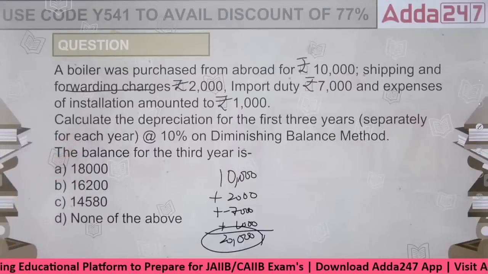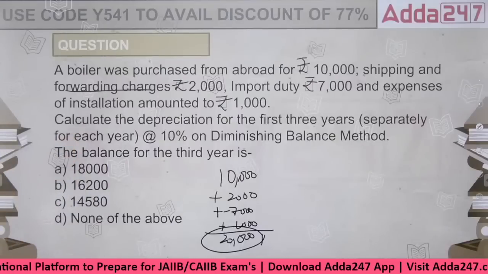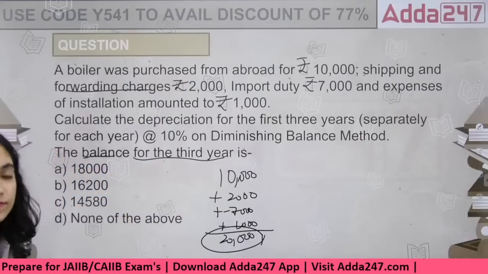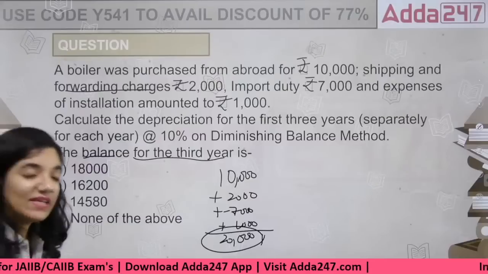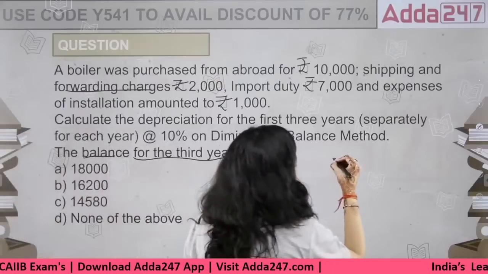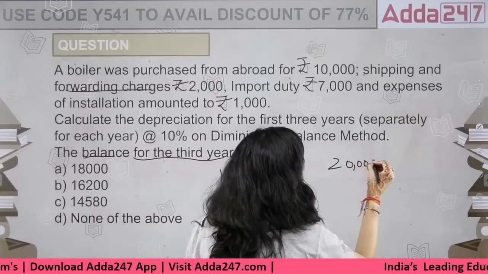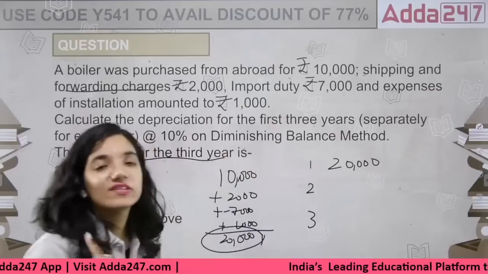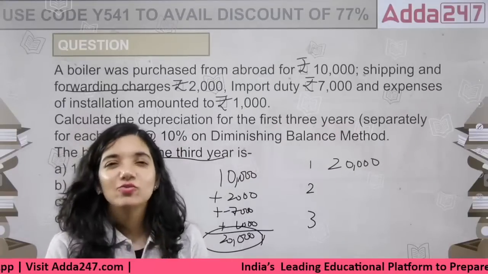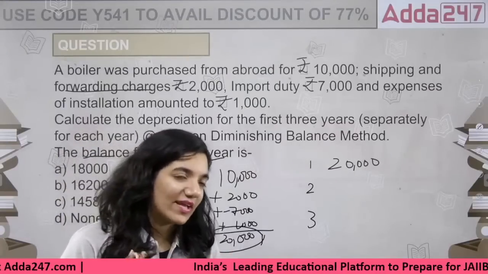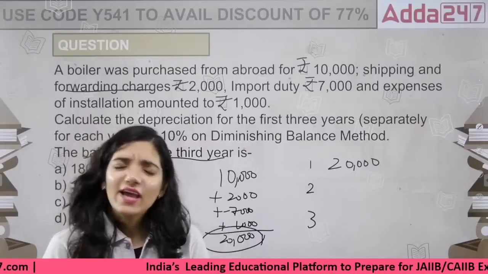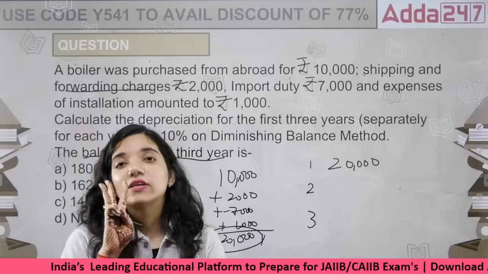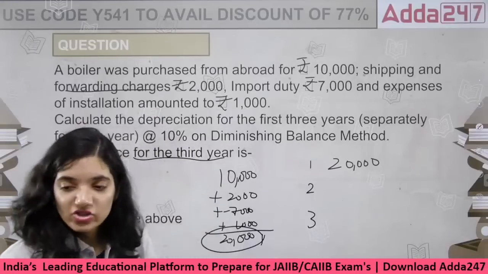They say calculate the depreciation for the first 3 years separately. They are asking the balance for the third year. Now, let me give you a trick for this. 20,000 is the value for the first year. They are not asking you what is the value at the end of the first year or second year. They are not even asking the depreciation. They are just asking the value for the third year, right? So what are we going to do here?